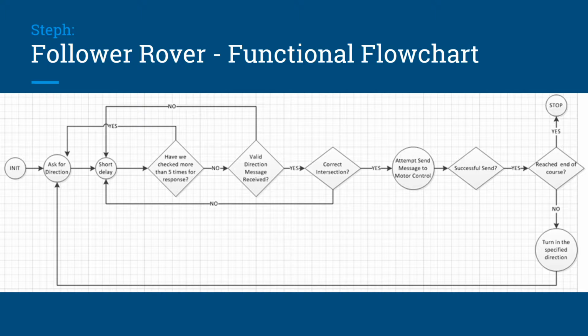If the response is valid, the intersection number is checked. If it is not the correct intersection, the rover returns to the short delay. If the message is for the right intersection, the follower attempts to send the message to the motor thread. If the sending is successful, the rover will then check to see if it is at the end of the maze. If so, the rover stops, otherwise the rover turns in the specified direction.